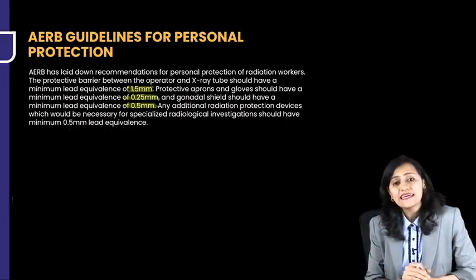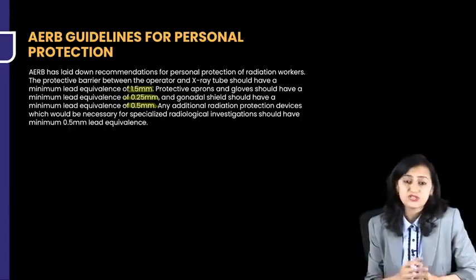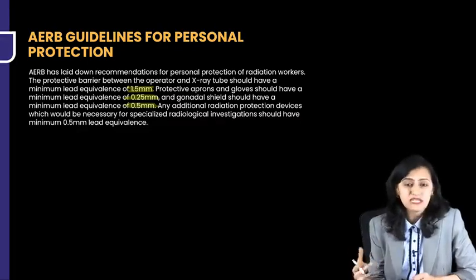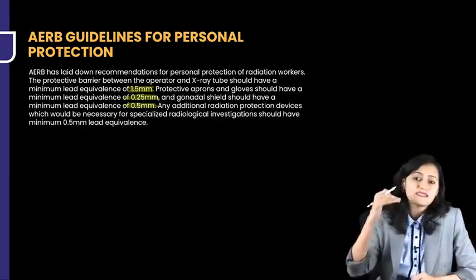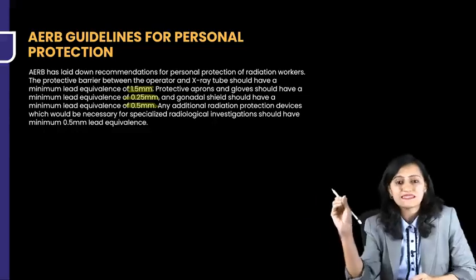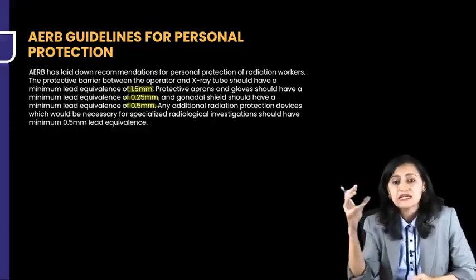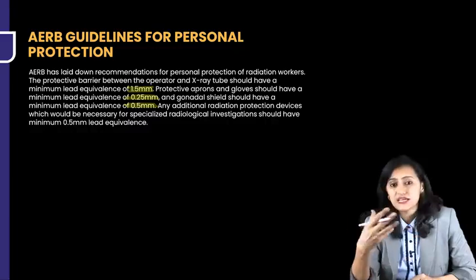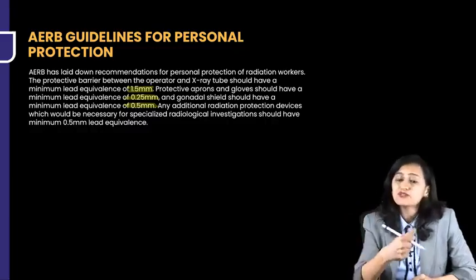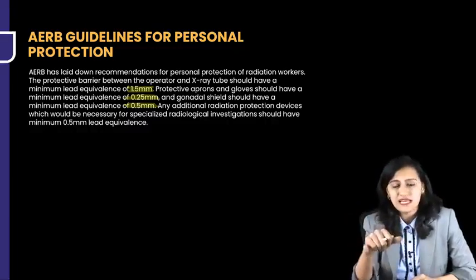So what are the AERB guidelines for personal protection? We have seen that radiation can be damaging. It has its hazards. So there have to be some regulations. For the general public, this is the radiation exposure that is allowed. In occupational workers, this is the radiation exposure that is allowed. And we use protective measures to protect from the radiation.